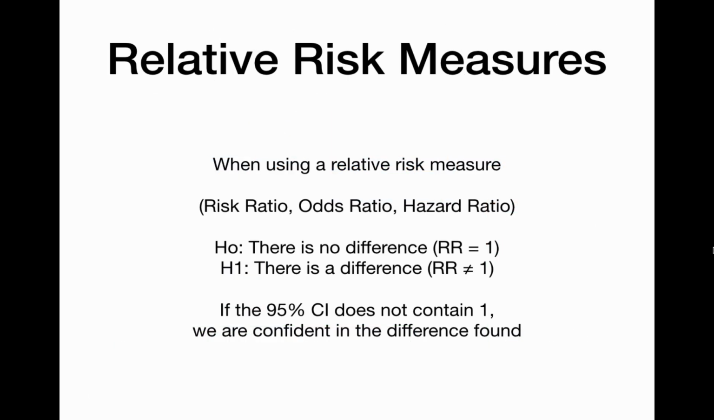And this thinking also applies to relative risk measures like the risk ratio, odds ratio, or hazard ratio. But instead of focusing on the value 0 for there is no difference in the null hypothesis and the 95% confidence interval, we need to focus on the value 1, because if, for example, the risk ratio is 1, then that means that the risk in both groups is equal, or in other words, there is no difference.